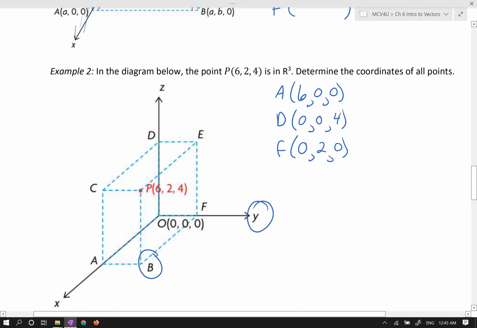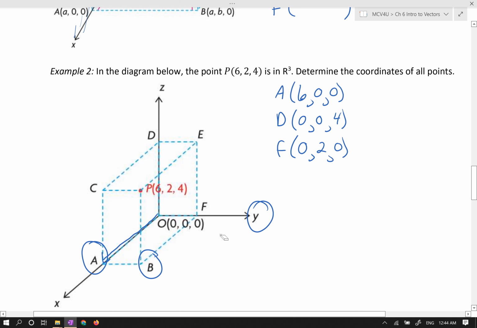For point B, well, I travel from the origin. How do I travel from the origin? To point A, and then I travel to the right to point B. So it's like I add the vectors, from the origin to point A plus the origin to point F.